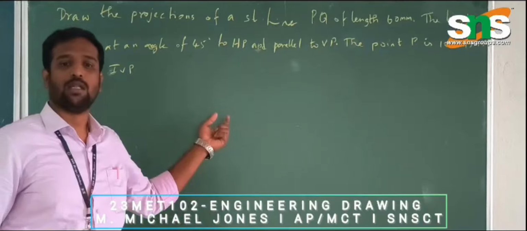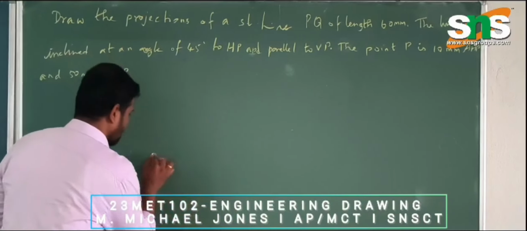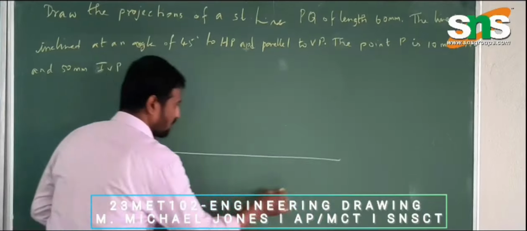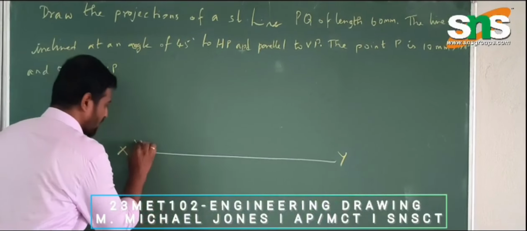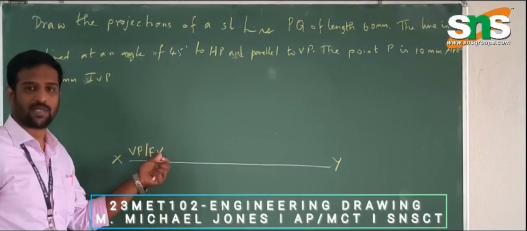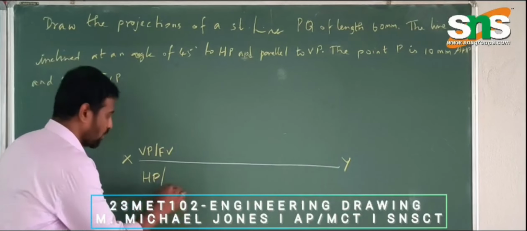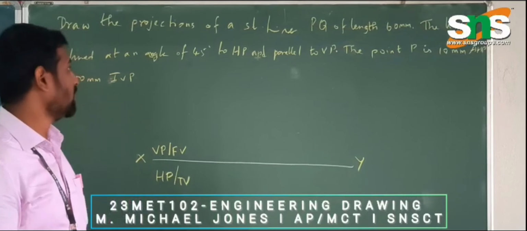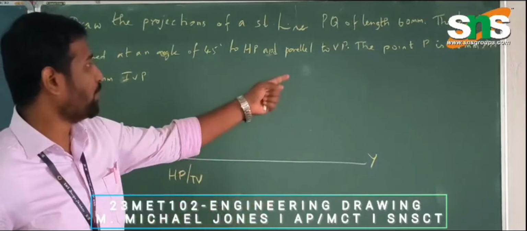Again we know that the line lies in the first quadrant. So I am drawing my reference line here, the reference line capital X and capital Y. Above the reference line we have the vertical plane, and always on the vertical plane we will be representing the front view, and below the reference line we have the horizontal plane, and always in the horizontal plane we will be marking the top view. Then to draw the front view of the line PQ, we are given the point P.